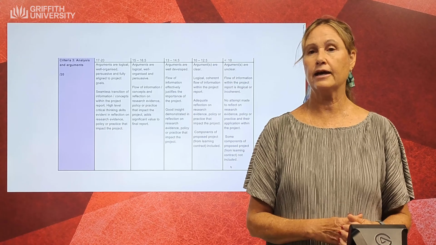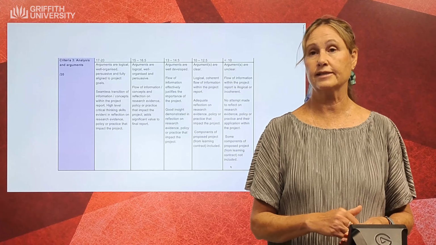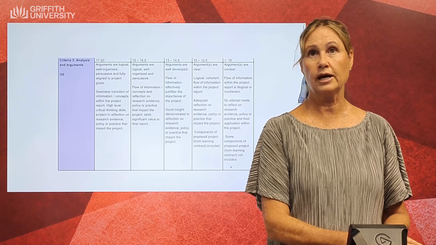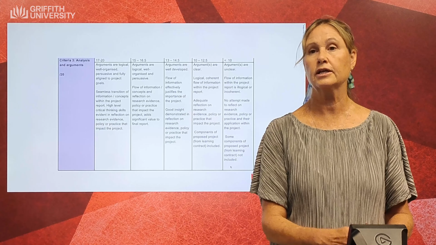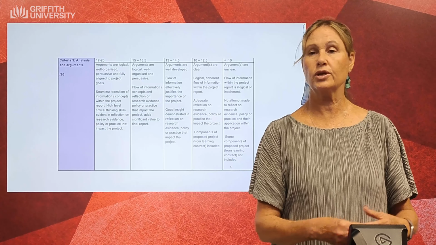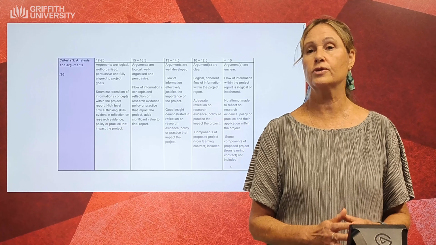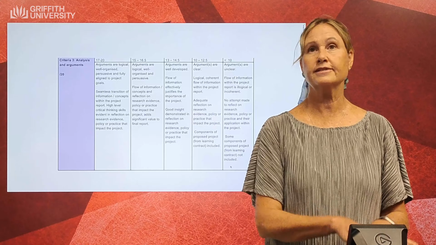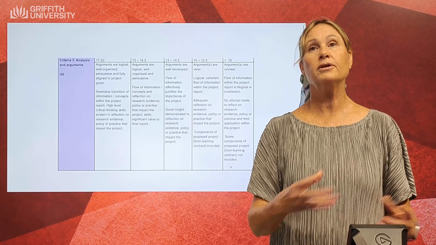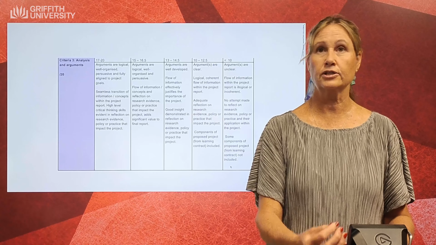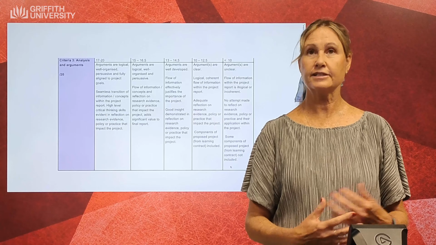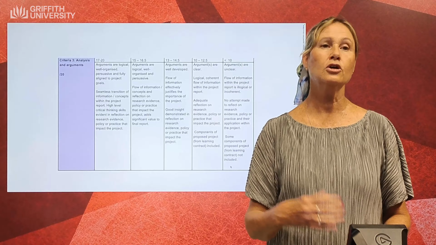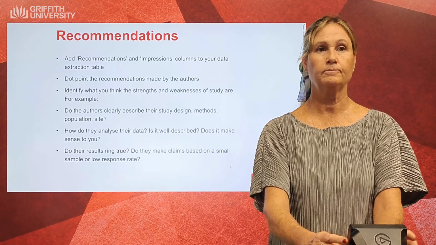So analysis and arguments, 20 marks. So arguments are logical, well organized, they're fully aligned with what you identified at the beginning as your research question, and there's this transition between the information and a high level of critical thinking skills. So it's not just a descriptive aspect. This article presented this, this, and this, but this article presented this, which was linked to that, which meant this. That's critical analysis. So make sure you're going beyond just description to actually critical analysis.